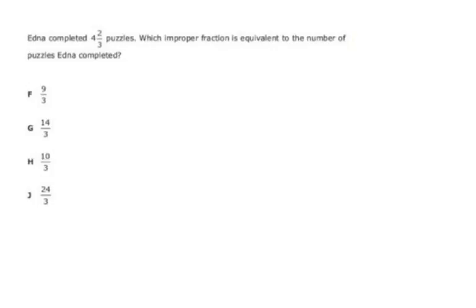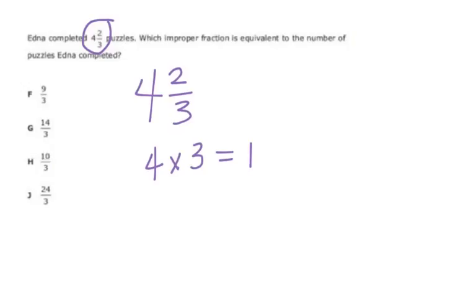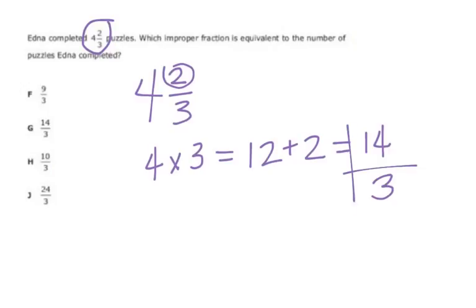The last one we'll talk about together is this one. Edna completed 4 2/3 puzzles. Which improper fraction is equivalent to the number of puzzles she completed? So now I'm just taking this 4 2/3 and turning it into an improper fraction. So remember, I multiply my whole number, 4 times 3, which equals 12, and then I add to that my numerator, 12 plus 2 equals 14. Now, does my denominator change? No way. So my answer is 14/3.